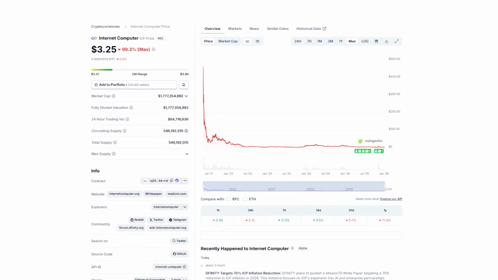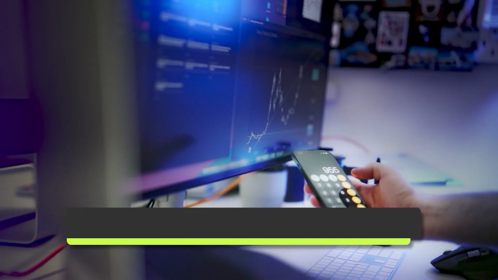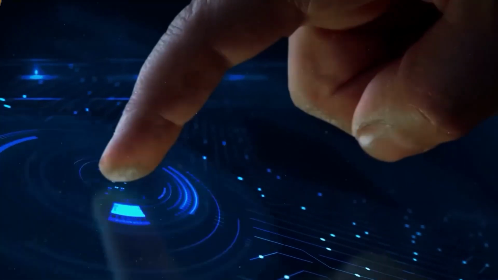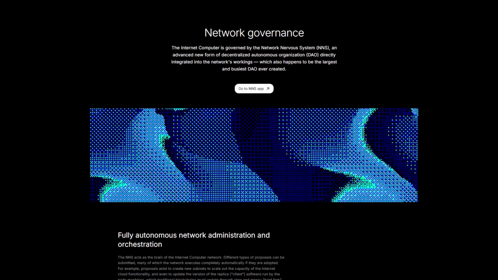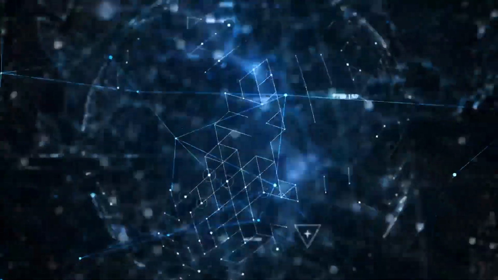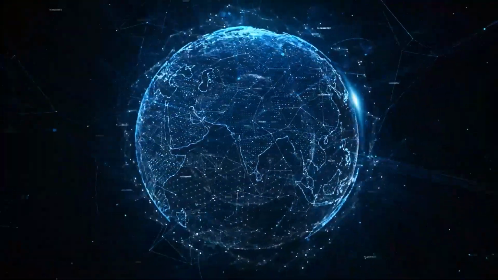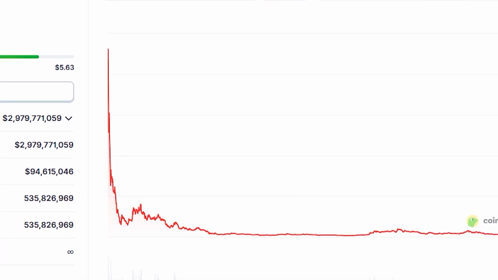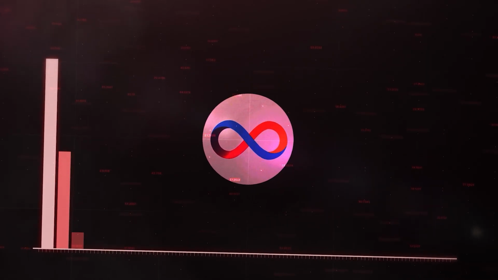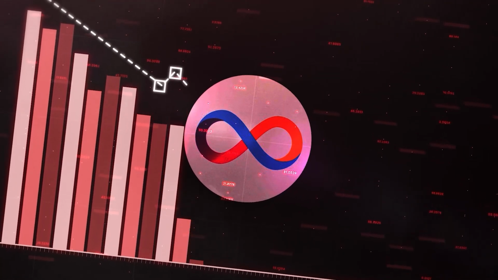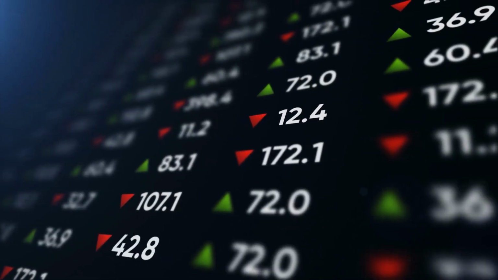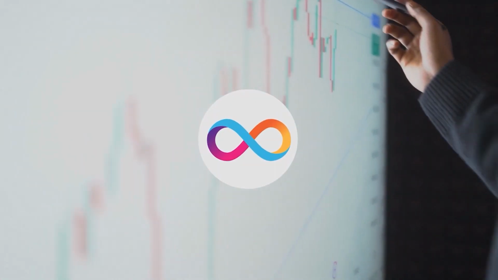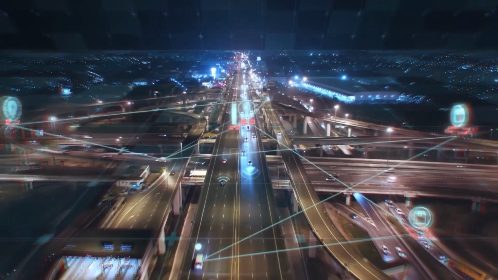ICP's token plays multiple roles. It is used for governance, staking, and converting into cycles to power computation. Token holders can lock ICP to participate in network governance through the network nervous system, which manages upgrades and economic parameters. The initial supply and early distribution of ICP shaped negative perception during prior cycles. By 2026, inflation and rewards follow predictable schedules, and token utility is better understood within the ecosystem. ICP's valuation is tied less to transaction fees and more to compute demand and governance participation.